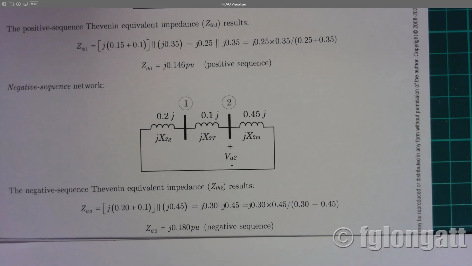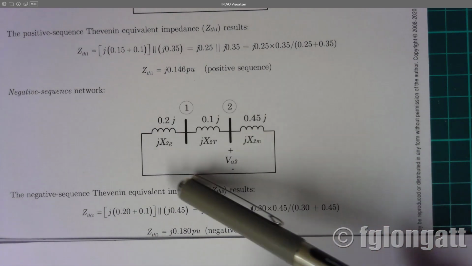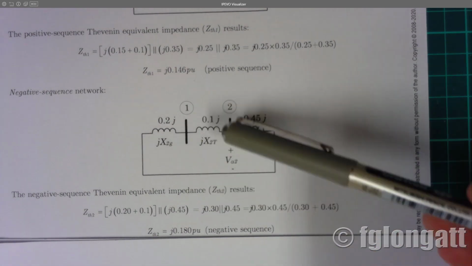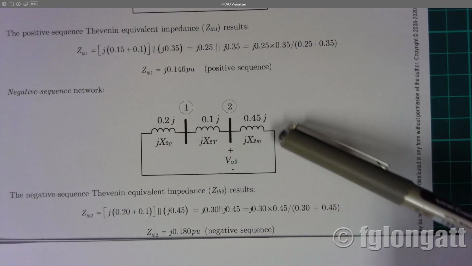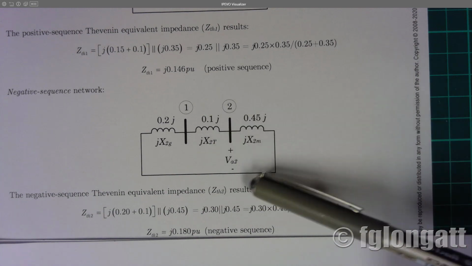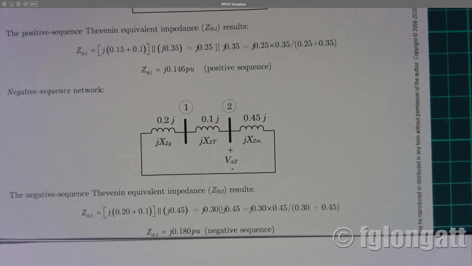And again, it's extremely simple. What we are doing is, this is the negative sequence model for the transmission line. This is the negative sequence model for the synchronous motor. And here on the left-hand side, we have the negative sequence model of the synchronous generator.